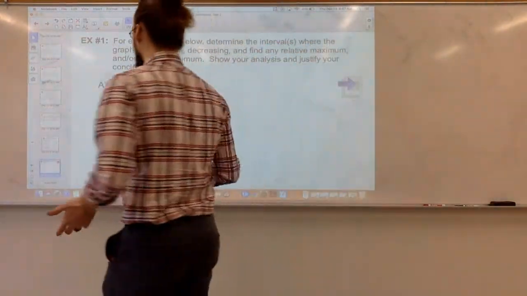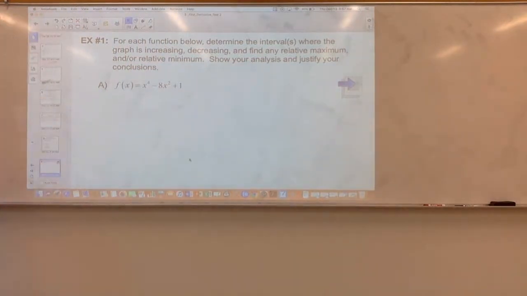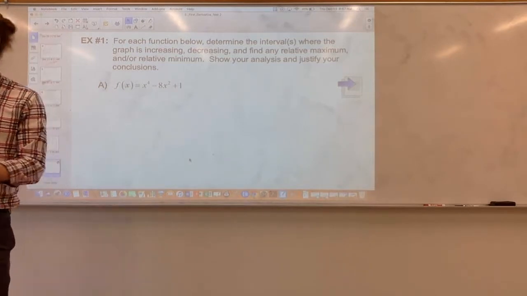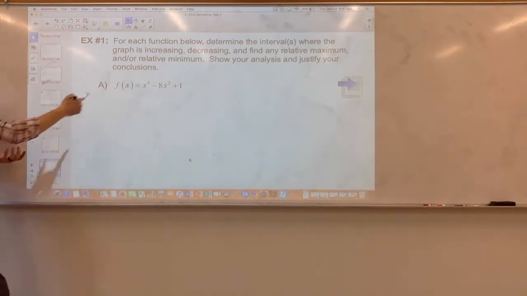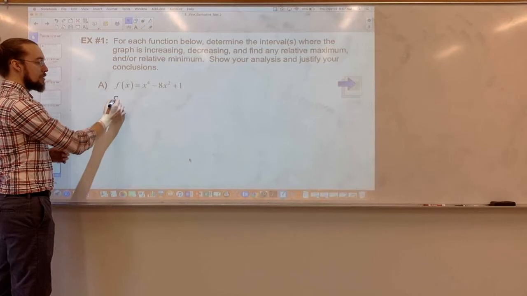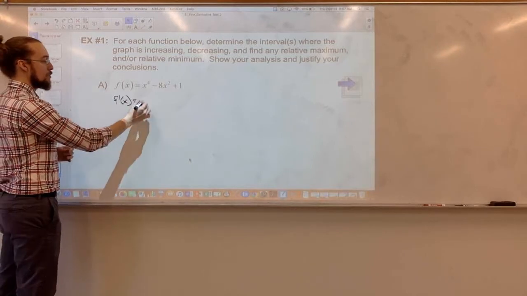All right, so let's try one of these. Our goal is to figure out where the graph is increasing, decreasing, and then find any relative mins or maxes. The first thing we want to do is find all critical values. Those are the places where a min or a max could occur. So we know how to do that. Take the derivative, set it equal to 0.